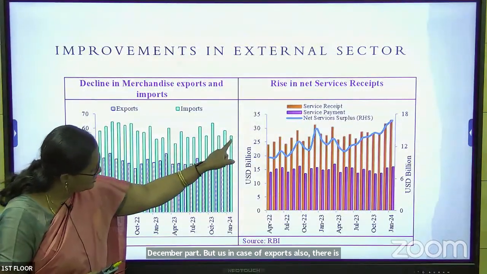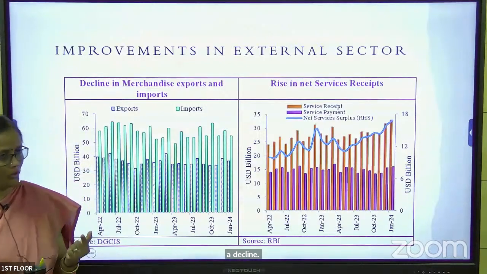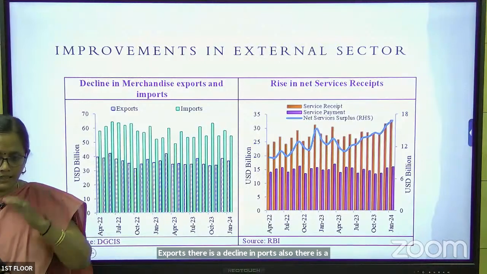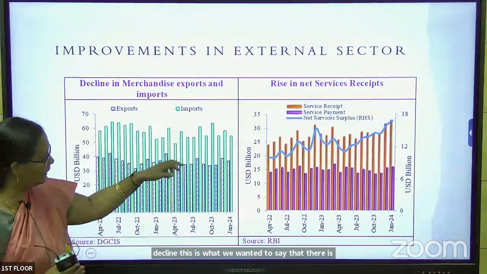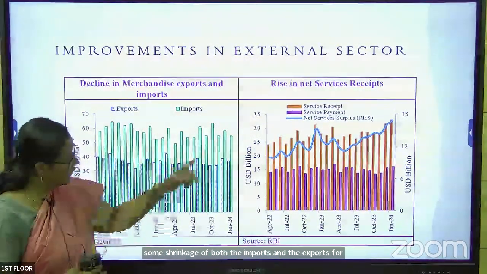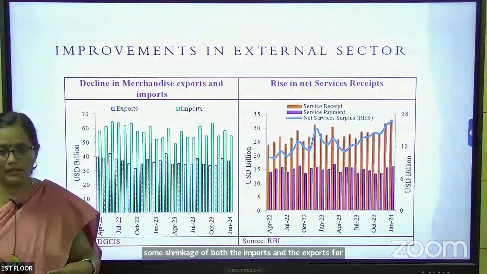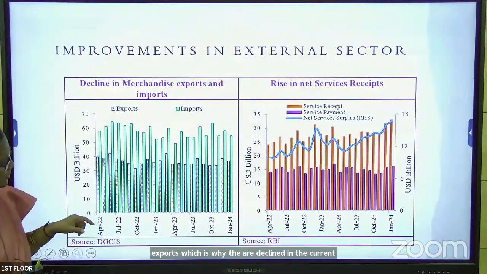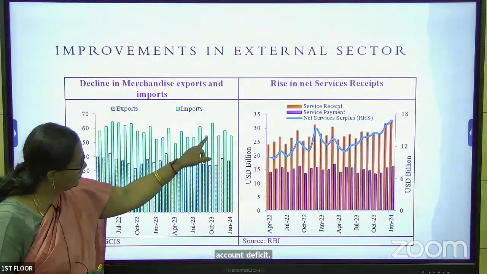Exports, there is a decline. Imports also, there is a decline. This is what we wanted to say, that there is a shrinkage of both the imports and the exports, but the fall in the imports is greater than the fall in the exports, which is why there is a decline in the current account deficit, right? So this case was observed in many places.